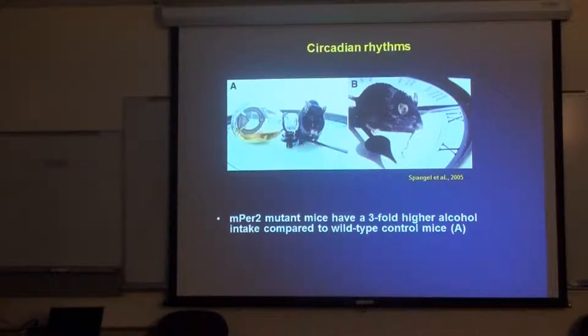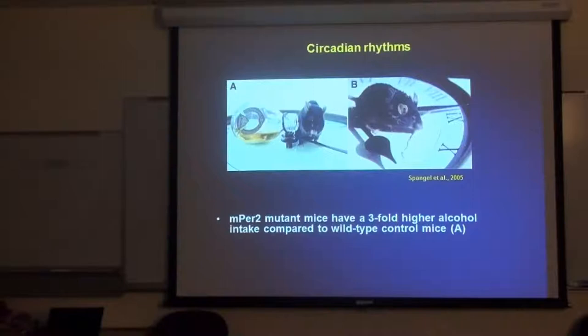Okay, and this is one example. This was a picture I showed you earlier, and it's trying to allude to some of the results that have been demonstrated. What you can show is that animals who've had this period gene, Per2, knocked out will show a threefold higher alcohol intake compared to their wild type controls. That's what they're trying to demonstrate here. This is our knockout mouse, and he's more willing to drink alcohol when given the opportunity to do so. So that's the self-administration context.